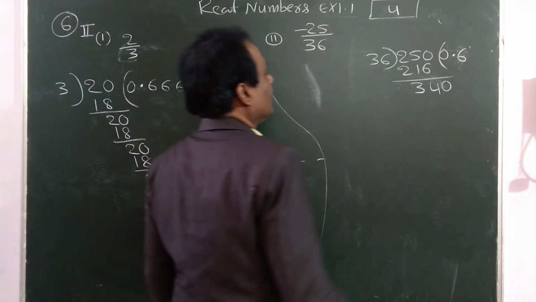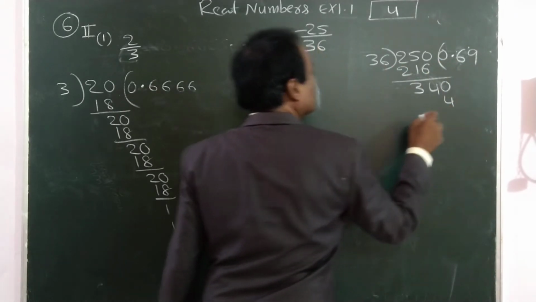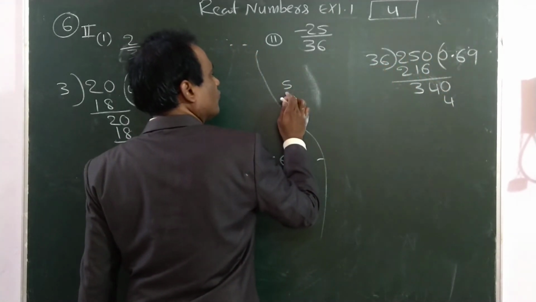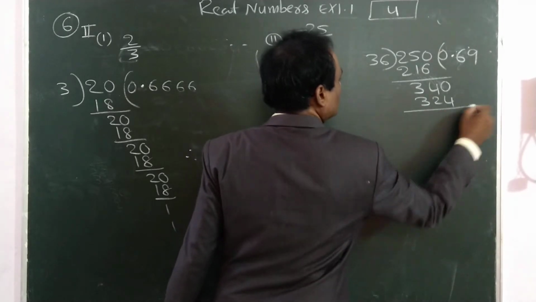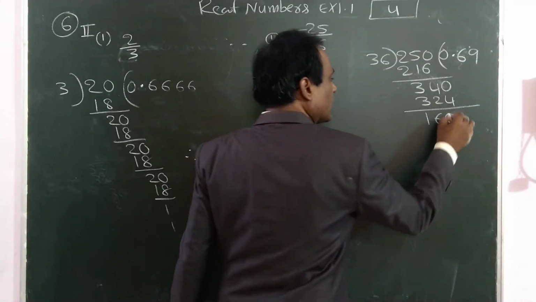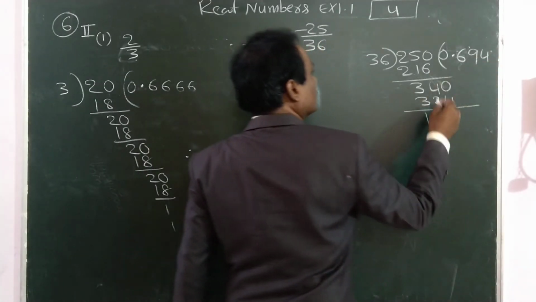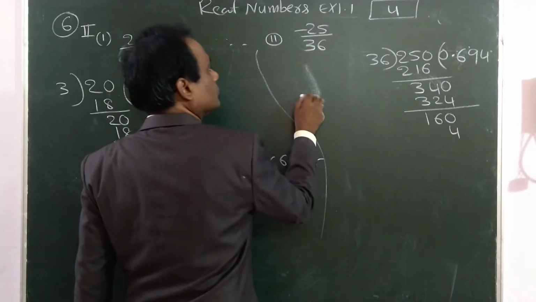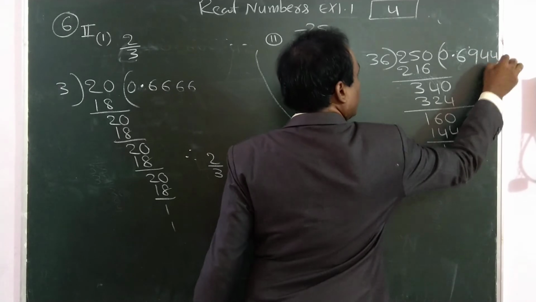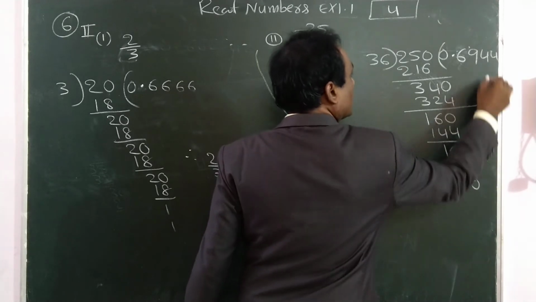340. Try with 9 times, 9 6 are 54, 9 3 are 27 plus 5 is 32. Once the decimal is kept, every time you can take 1 0. 36 goes 4 times. 4 6 are 24, 4 3 are 12, 14. Again 16, so take 1 0, 4 times. 144. Again 16, again 0, 4 times.